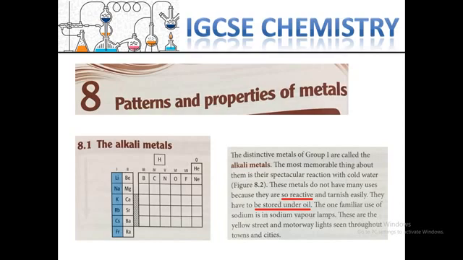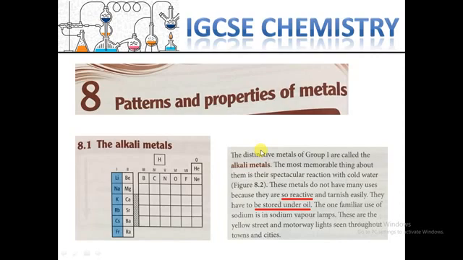from this chapter 8. Chapter 8 is titled Patterns and Properties of Metals. We are going to focus on metals. The first group of metals on the periodic table is group 1, the alkali metals, which include lithium, sodium, potassium, rubidium, cesium, and francium. Here, this page mentions that they are alkali metals.